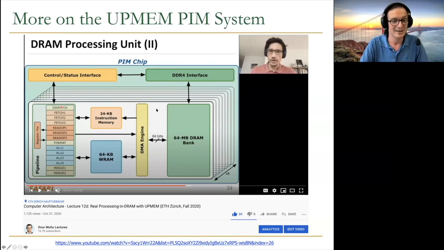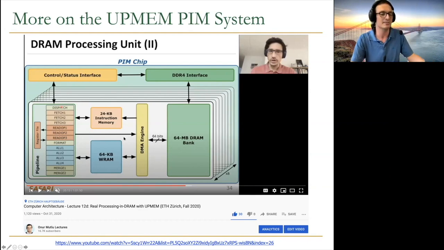You can see that this is the internals of a DRAM chip, actually a DRAM bank. There are 8 DRAM banks over here, as you can see. Each DRAM bank is coupled with a processor. And you can see the pipeline. The pipeline looks kind of like the pipeline that we have seen, except it's a bit longer. And there's some instruction memory, there's some data memory, and there's some data movement engine so that you can move the data. So you still exploit locality. So a lot of the principles that we have discussed apply to this processor that they have constructed.